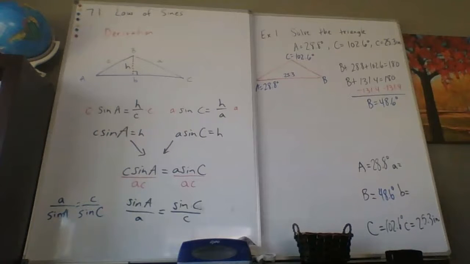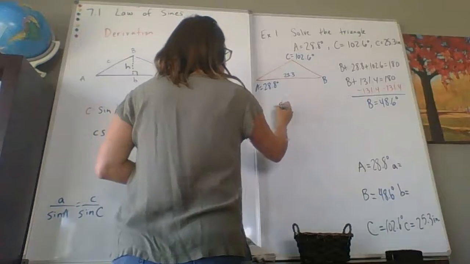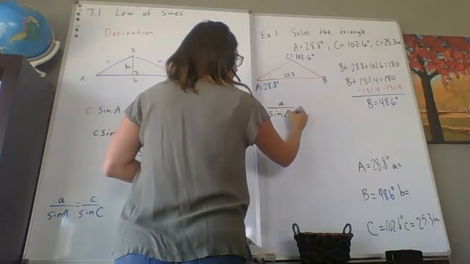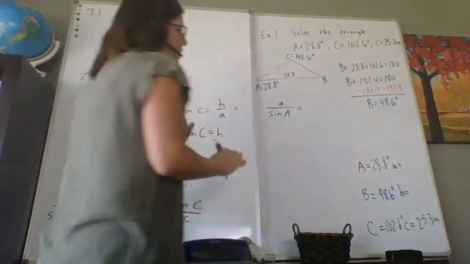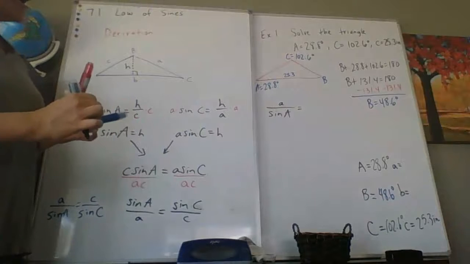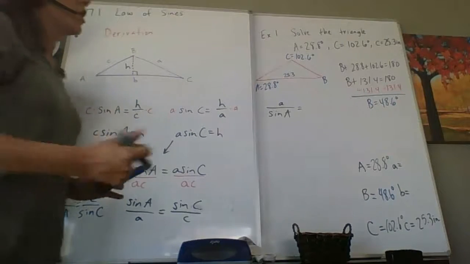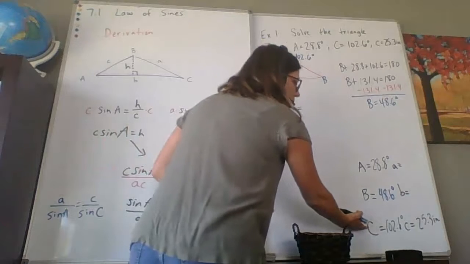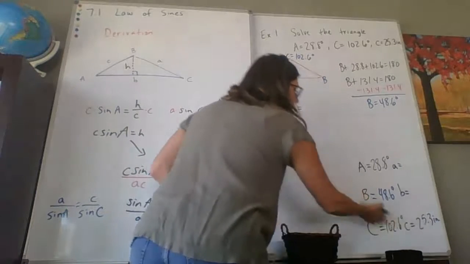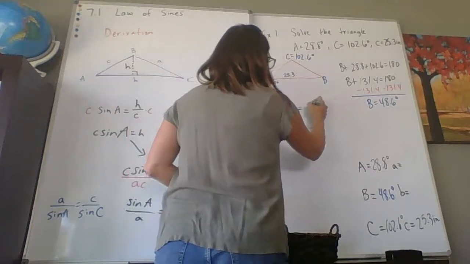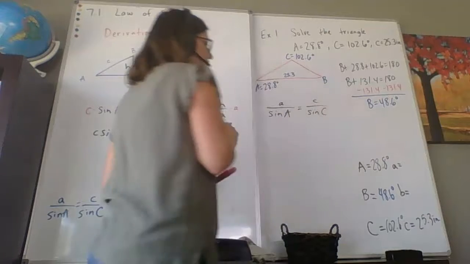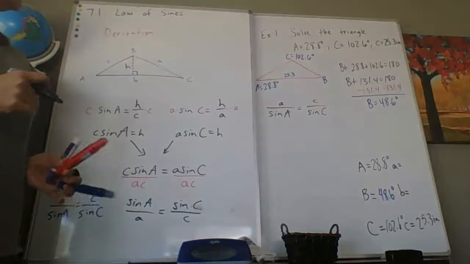And this is where we want to use our law of sines. Since we are looking for little a, I'm going to put little a up top, and then that will go over sine A. And now I need an angle and a side that are opposite each other where we have both of those numbers. So I'm going to use C because we have side C and angle C. So C over sine C. Now we're going to plug in the information we have.